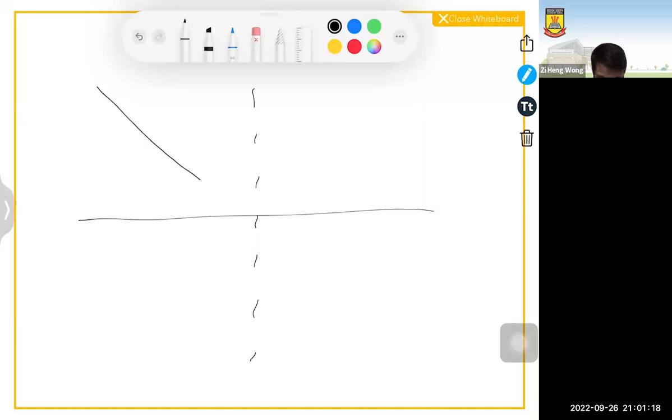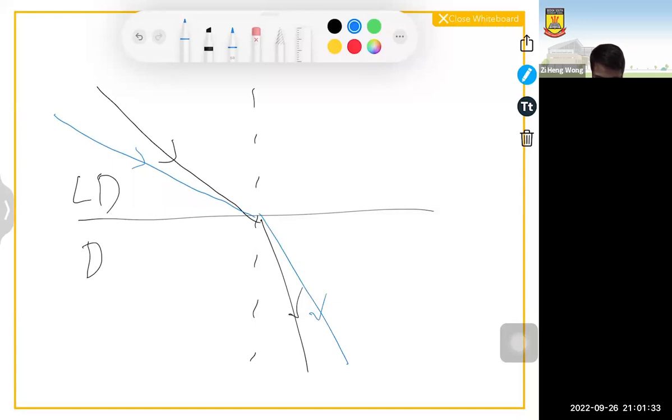Less dense to denser, you will bend towards the normal. So even if I increase my angle of incidence, I increase this one, it will still bend towards the normal. I can increase even more, I have no issue, you'll still bend towards the normal.